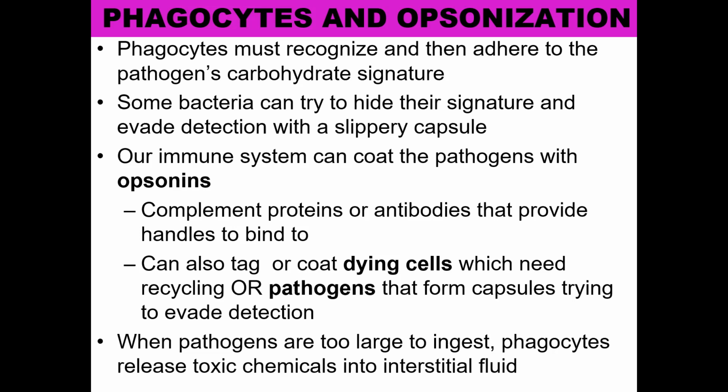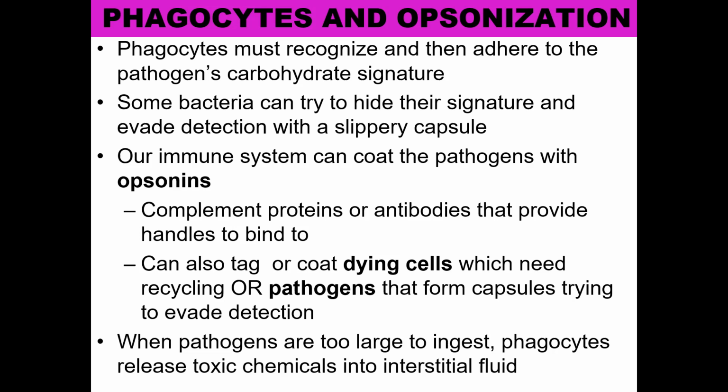They can also tag or coat dying cells which need recycling, right? So if a cell has been infected, we can tag it, or pathogens that try to form capsules. So essentially, imagine you have a bacteria, and it looks like a bacteria, has its signature carbohydrate, but then the bacteria wears a costume, so it blends in. But then the complement or the antibodies can still recognize it, and then they tag it.